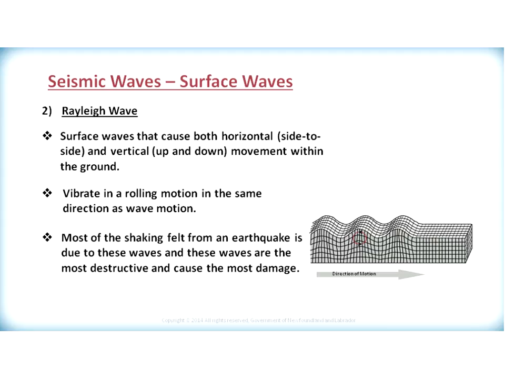The second type of surface wave is called the Rayleigh wave. Rayleigh waves are surface waves that cause both horizontal, which is side-to-side motion, and vertical motion, which is up and down motion. Both these movements occur as the wave travels in a forward direction. So the waves vibrate in a rolling motion, which is both vertical and horizontal, and they vibrate as they travel in a forward motion. Most of the shaking felt from an earthquake is due to these waves, and these waves are the most destructive and cause the most damage.